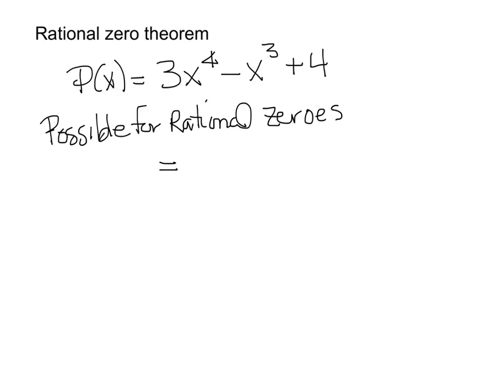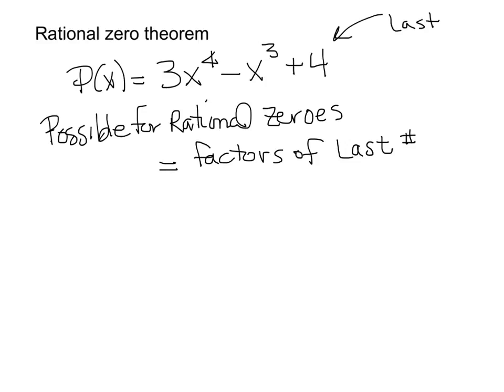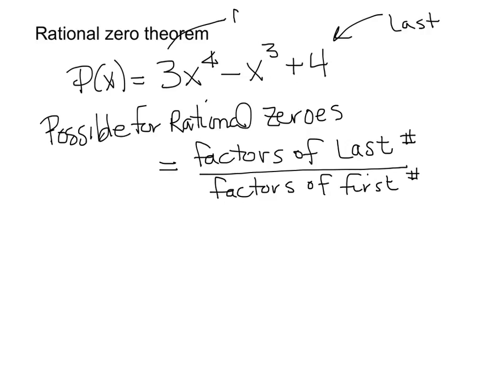And you take the factors of the constant term, which I'm just going to go ahead and say is the last number. So that would be the 4. That's my last number, it's the constant term. And divide by the factors of the first number, which is your leading coefficient. So here's my first number. Okay? And we also have to imagine that it could be a plus or a minus. So you need a plus or minus on that.